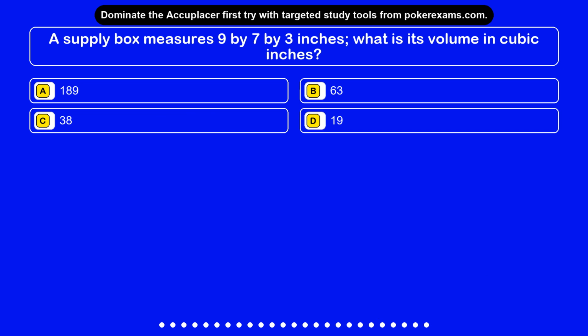Question 12. A supply box measures 9 by 7 by 3 inches. What is its volume in cubic inches? Option A, 189. Option B, 63. Option C, 38. Option D, 19.